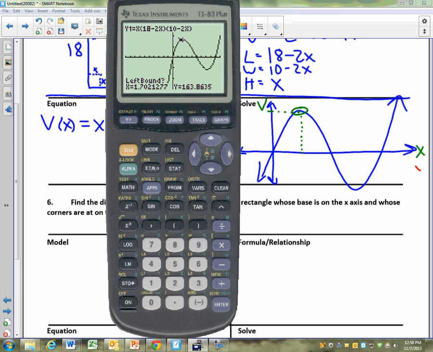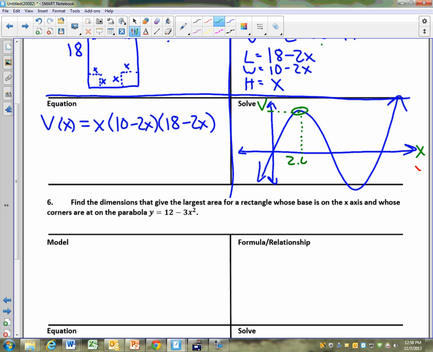I move to the left. I press enter. I move to the right. Press enter. Enter on guess. And it says 2.06. And then 168.13.